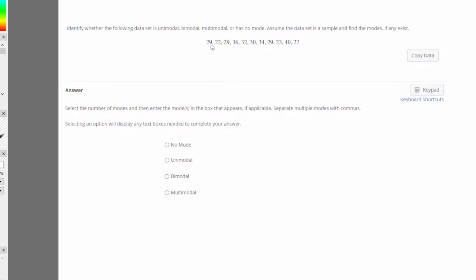So we want to look through this, and it looks like there's 3 29s, but I'm not catching any other repeats. So our answer would be unimodal, and it would be 29.